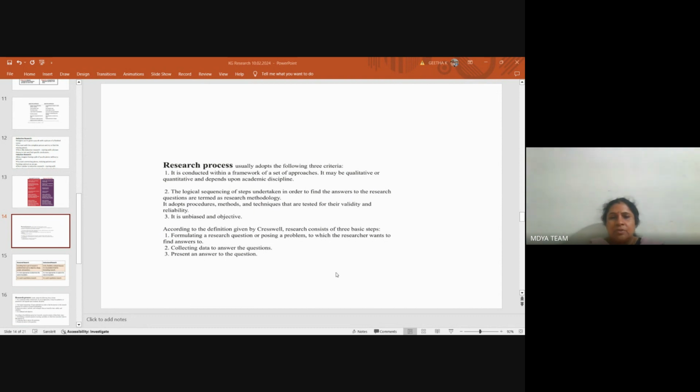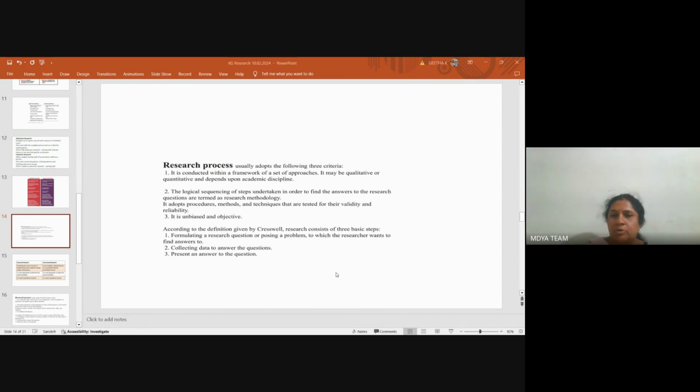And so here they are giving what all these steps are. It is a textual definition. They will be asking these little names, and you need to remember them, because it may be asked in MCQ. So formulating research questions, or posing the problems to which a researcher wants to find an answer.